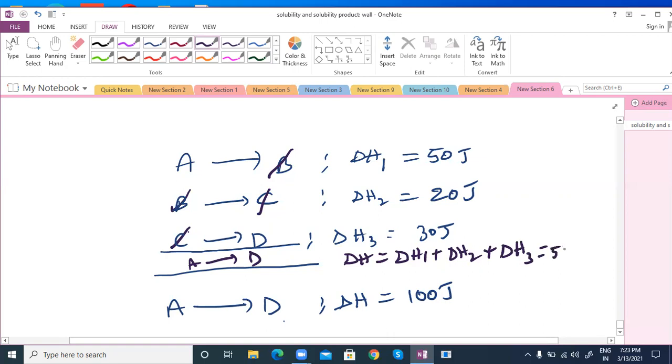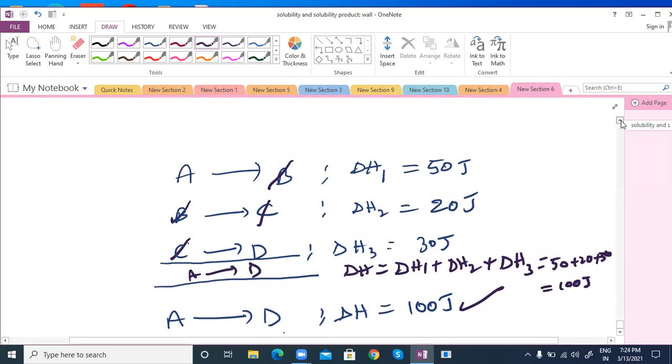So what do we get finally? 50 plus 20 plus 30 joules, which is 100 joules. So what is the meaning of that? Whether the reaction occurs in one step or multiple steps, the enthalpy is a state function, so the total energy change remains constant. That is Hess's law. By using this basic principle, we are going to calculate lattice energy and different reaction intermediates' enthalpies.